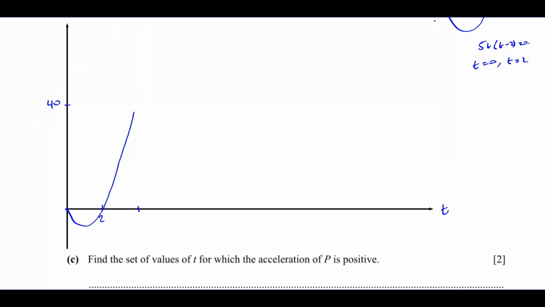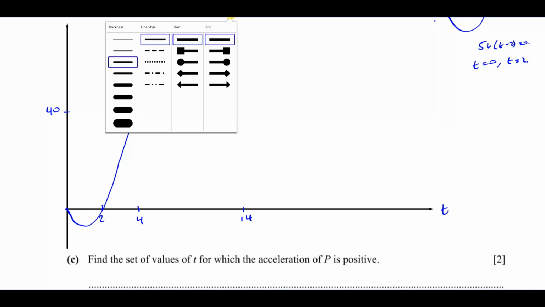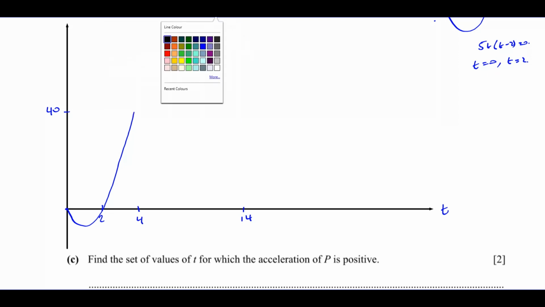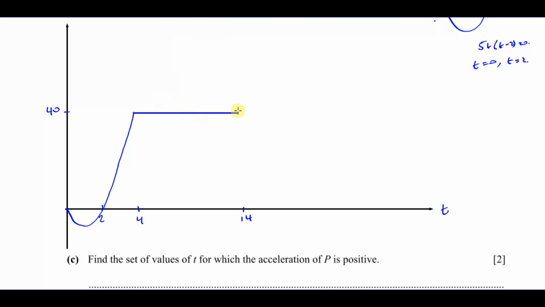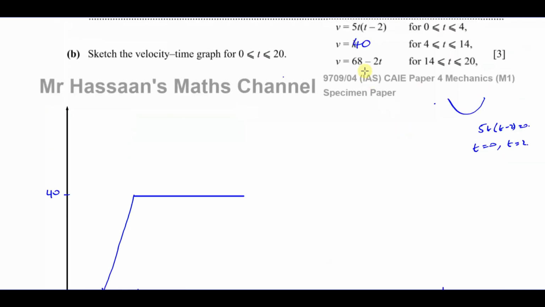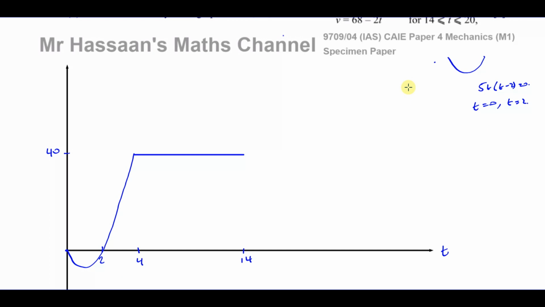And then at 4 seconds, it's going to be horizontal. So this is 4 seconds here, until 14 seconds, it's going to be a horizontal line at 40. From 4 to 14 seconds, it's just a straight horizontal line, constant velocity of 40 meters per second. And then for the last 6 seconds, until 20 seconds, you're going to have something which looks like this.